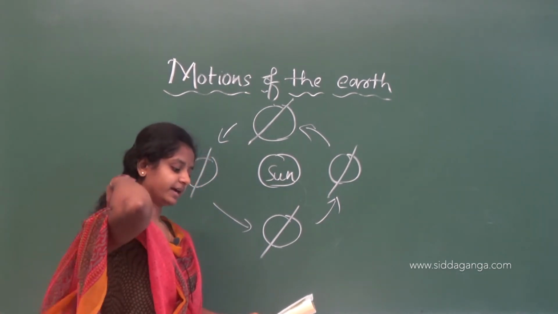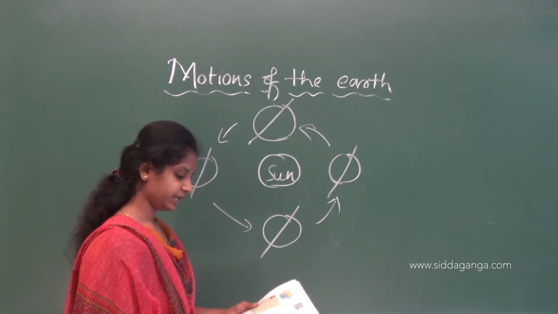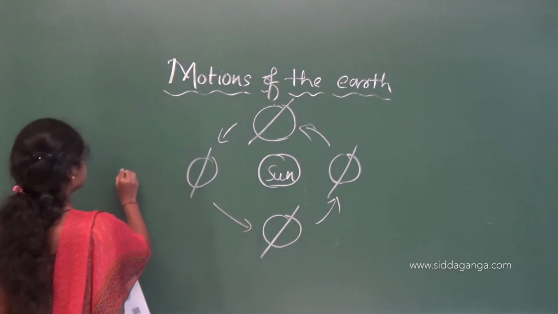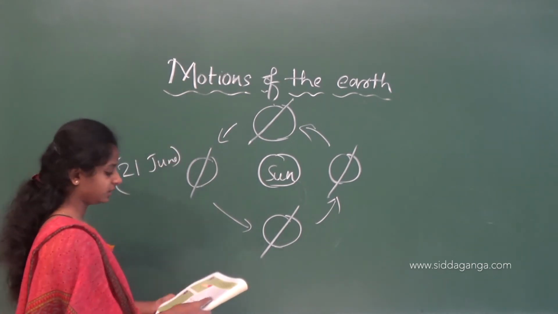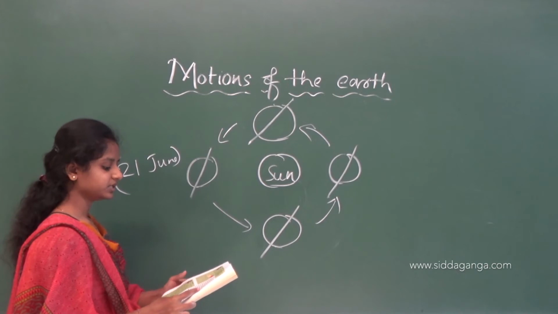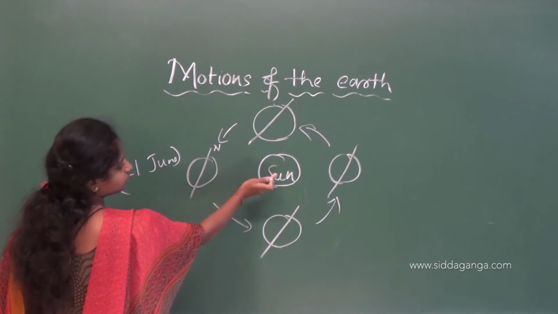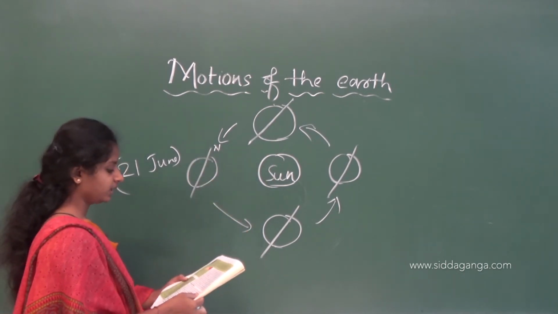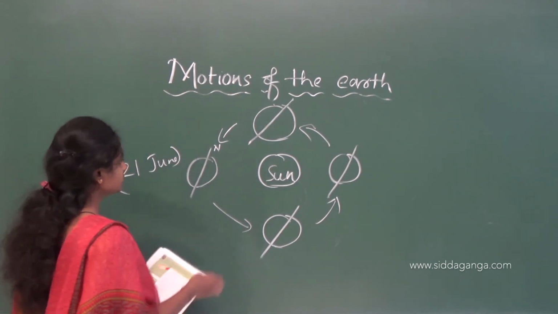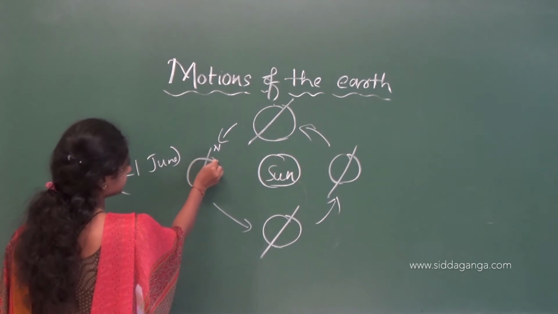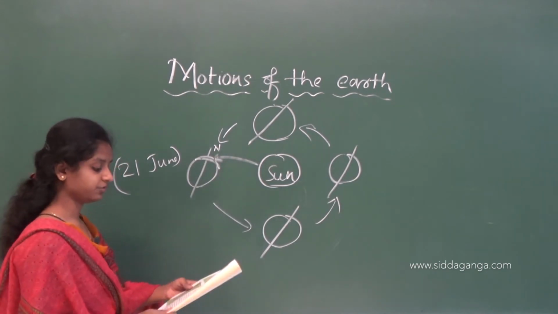Now you see that on the 21st June, here, 21st June, what will happen? The northern hemisphere is tilted towards the sun. This is the northern hemisphere. This is tilted towards the sun. Okay. The rays of the sun fall directly on the Tropic of Cancer. So this northern hemisphere is tilted towards the sun, so the rays will fall on this Tropic of Cancer.